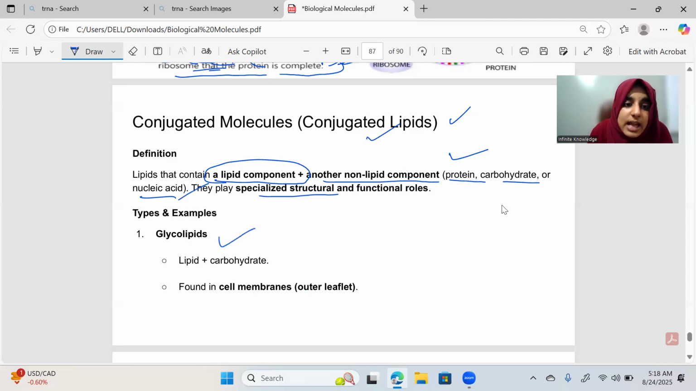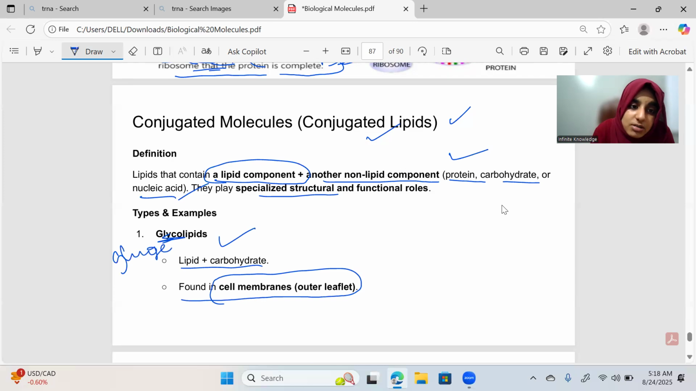The first one is glycolipid. Lipid plus a carbohydrate. It is found in the cell membranes, in the outer leaflet of the cell membranes. Glyco means glucose or glycogen, right? And lipid means lipid. So it is simply lipid plus carbohydrate. And where is it found? It is found in the cell surface membrane.